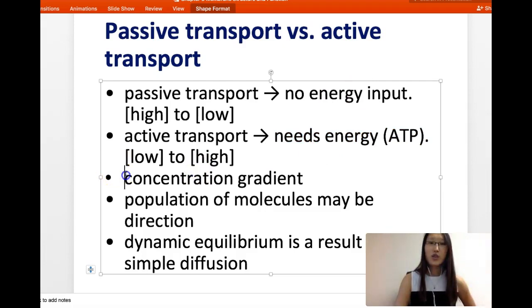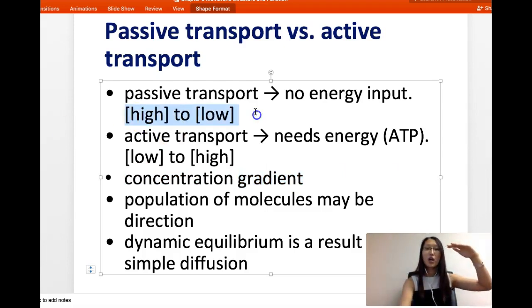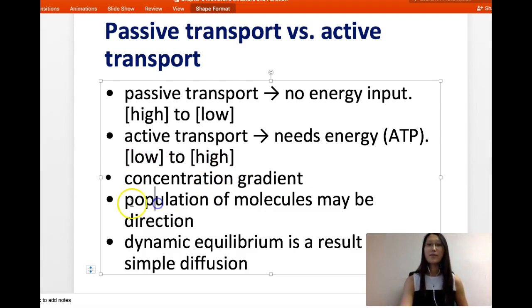Here's a word called concentration gradient. When we talk about high to low or low to high, this is all talking about the concentration gradient. A gradient is basically the difference, right? The steps. So if you're going from high to low, we're following the concentration gradient. And if you're going from low to high, you're going against the gradient. You're going against the current, kind of. So that's concentration gradient.